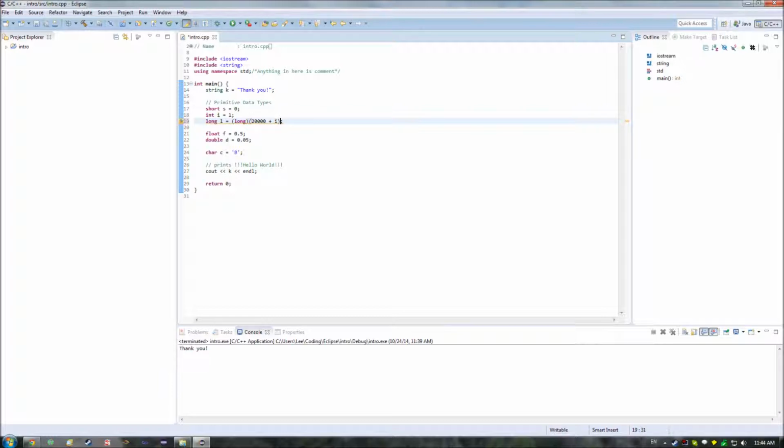Alternatively, I can go, okay, I have 20,000 plus I, and I want this all to take place, and then I want it converted to a long.